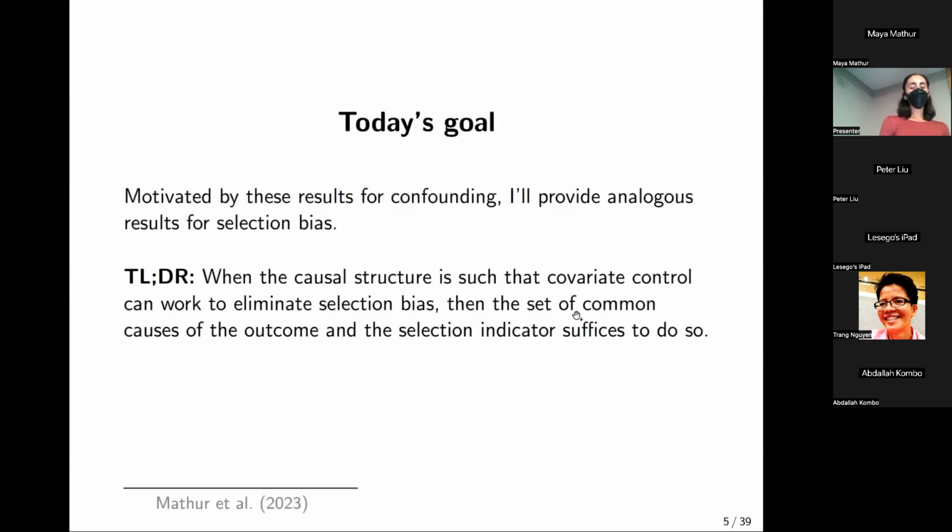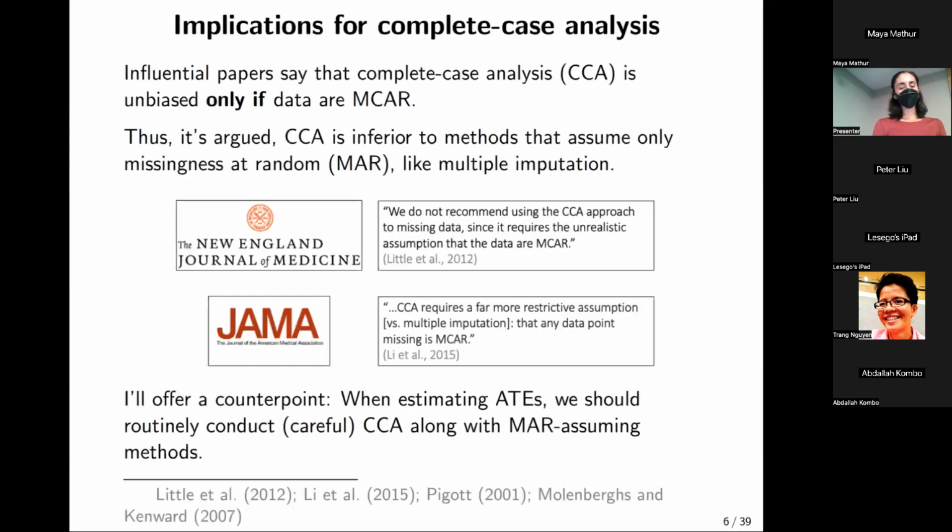So today's goal is to be inspired by these ideas from confounding and try to do something similar for selection bias. The basic idea is that when the causal structure is such that covariate control can work to eliminate selection bias, then the set of common causes of the outcome and the selection indicator, not the exposure, the selection indicator, will also suffice to do so. Okay, so just as a teaser, this is going to have some interesting implications for missing data.